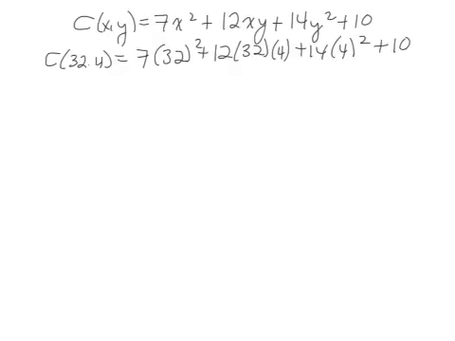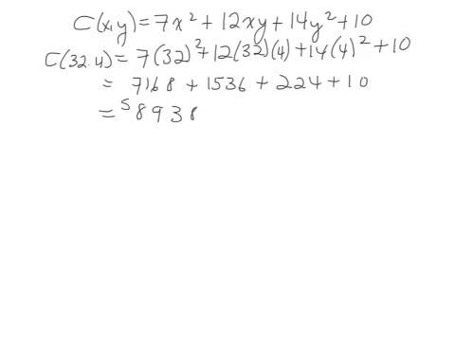Here we have the original cost function, and we know the values to minimize the cost are x equals 32, y equals 4. So we substitute those values into this cost function and solve, again paying attention to our order of operations. We have a value of 8,938, and that would be the minimum cost at this production level.